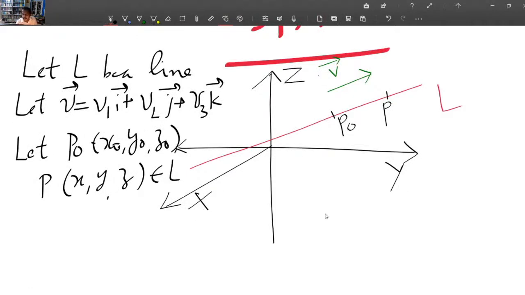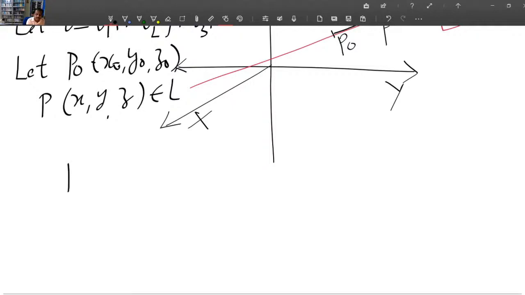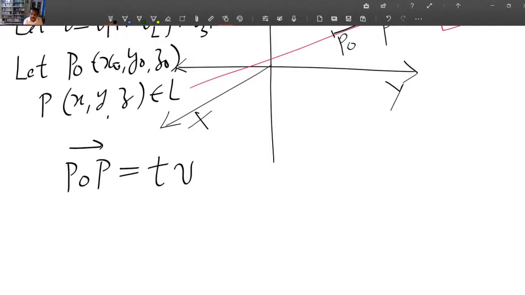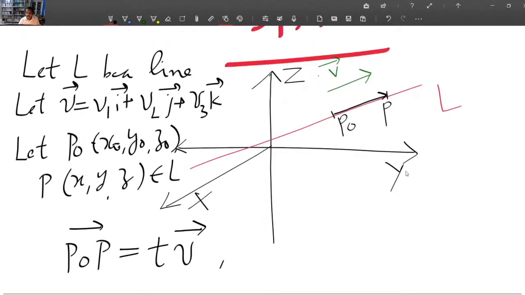Consider the vector P0P. That vector is parallel to the vector V. So you can write it as a scalar multiple of the vector V, where as t varies, you are getting different points on the line. For example, suppose t is 0, you get P0 itself, and when t is 1, you get a vector with the same length as V.